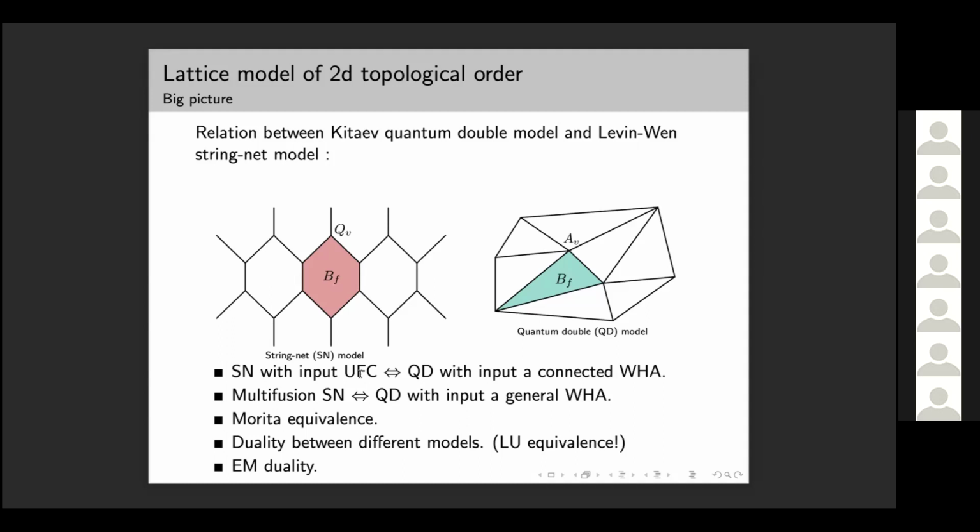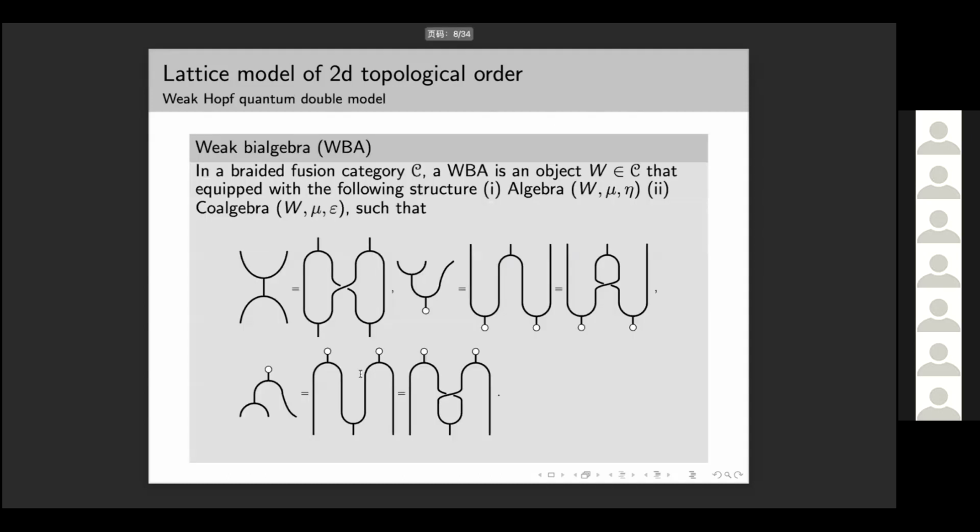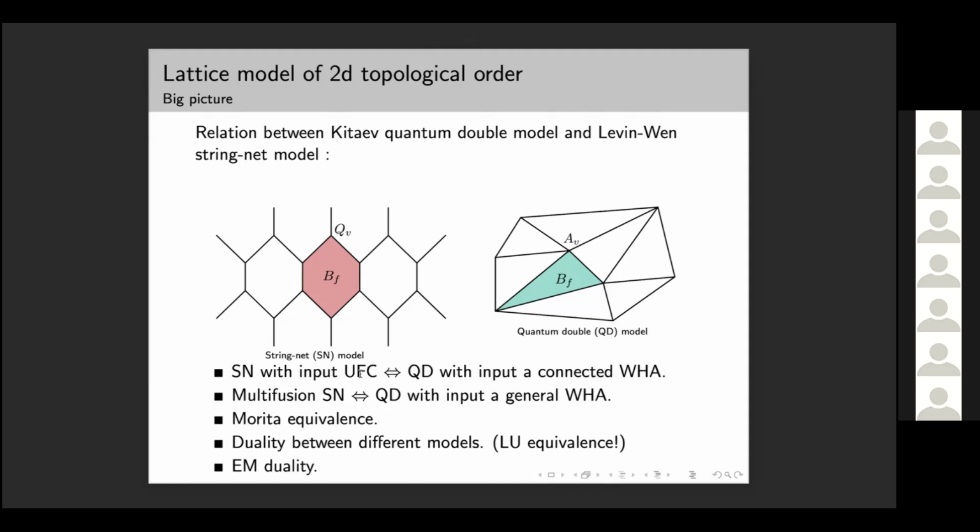This duality is just related by the local equivalence. At the state level, we know that two topological states belong to the same phase if they are related by some local unitary. By local unitary, we mean a quantum circuit with finite depth, where each layer has some local structure, and there is also some EM duality.